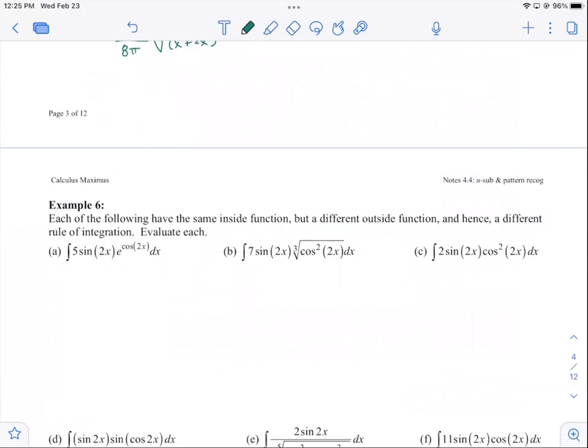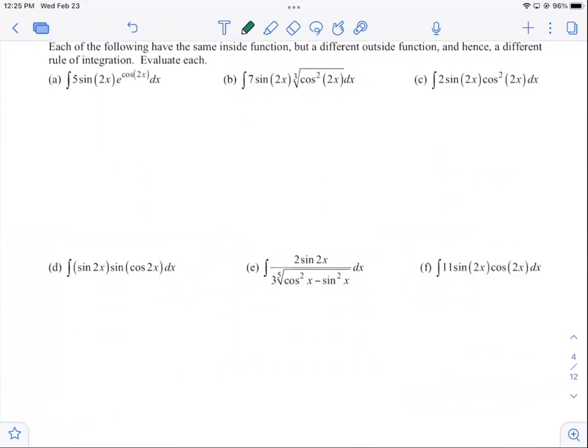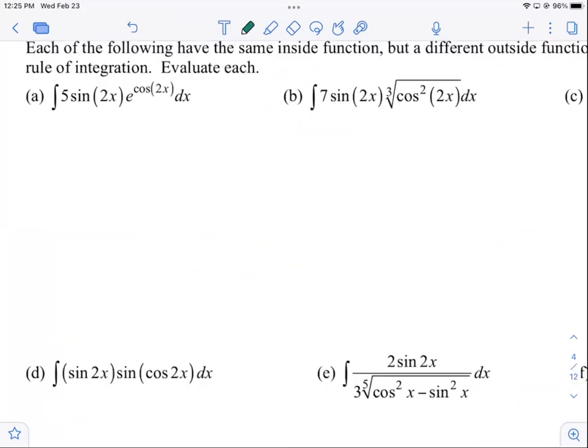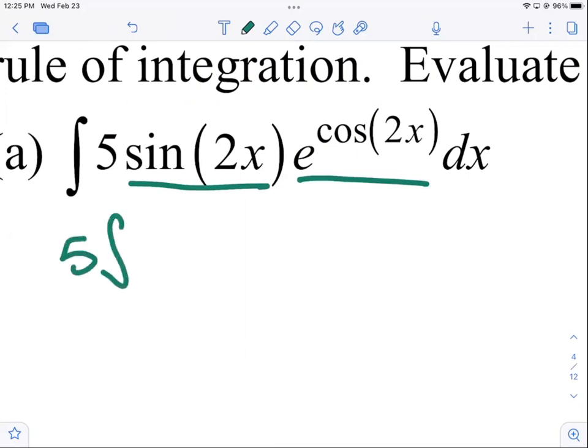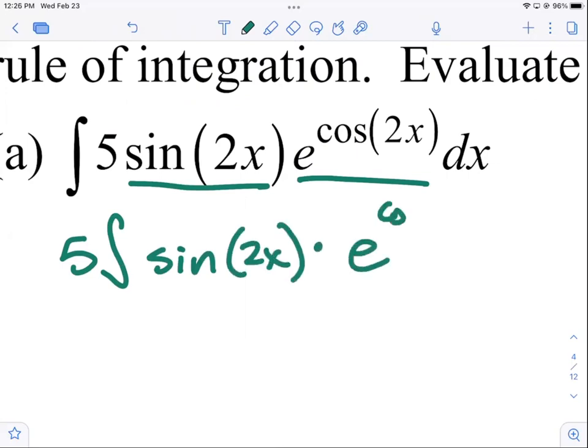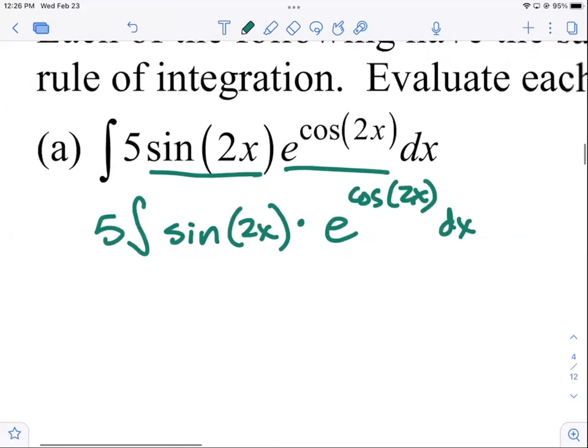Example 6. These all look very similar, but there's a slight difference on these, so we'll go through them quickly. You've got a product of two variable functions, right? So step 1, bring the 5 out front. Rewrite anything if you need it. Sine of 2x, that looks good. Times e to the cosine of 2x, that looks good. Dx. So really that first line was just to bring the 5 out front.